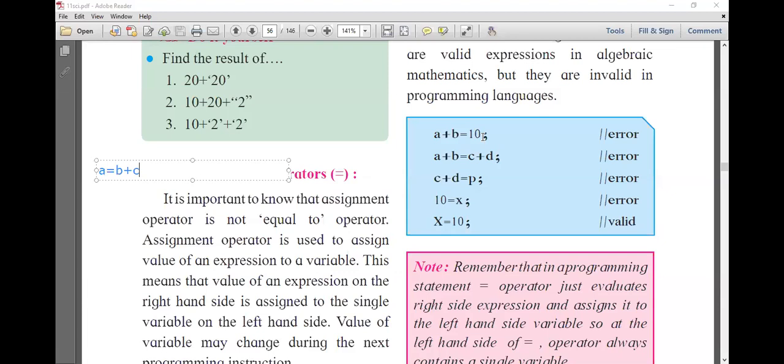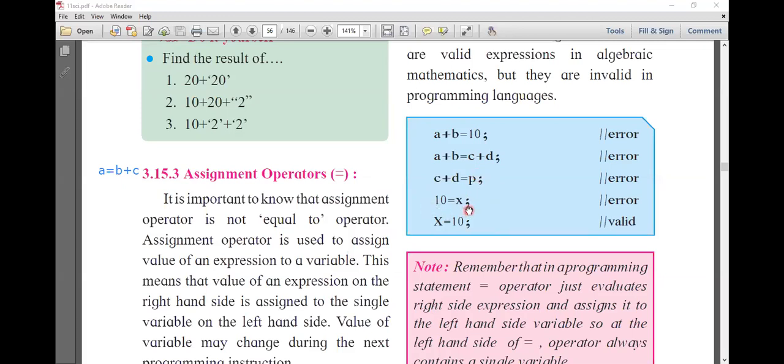In the second sentence, a plus b is equal to c plus d, here also an expression comes at the left hand side, and the rule says that an expression never comes at the left hand side. So this is wrong. Here is the third sentence, c plus d is equal to p. The single variable always comes at the left hand side and the expression at the right hand side. Here the expression is written at the left hand side, so this is a wrong sentence.